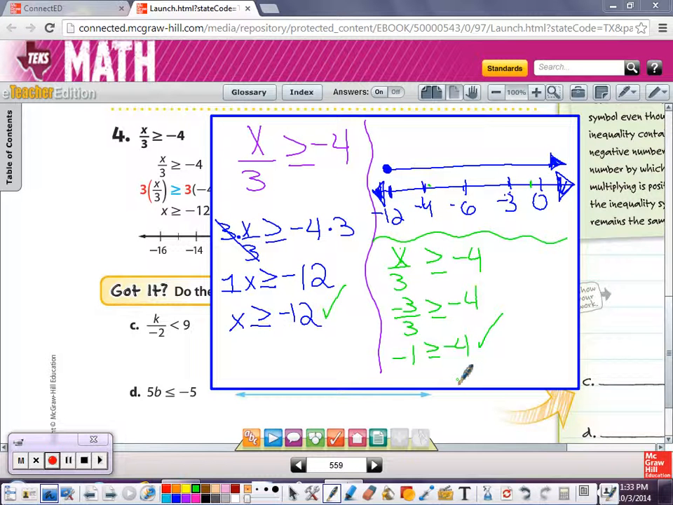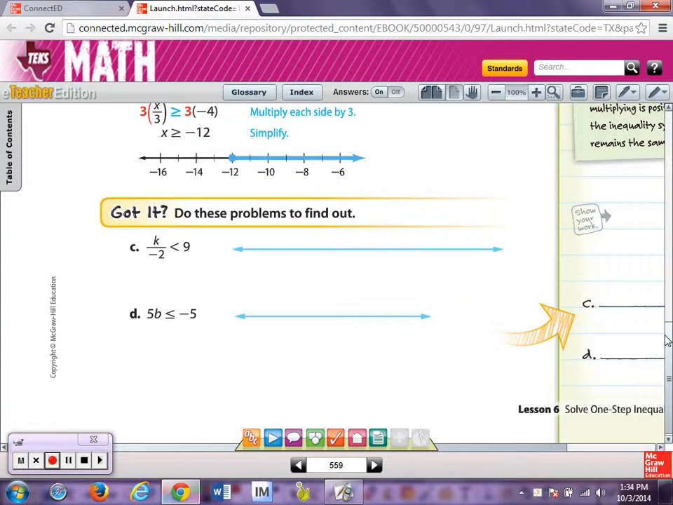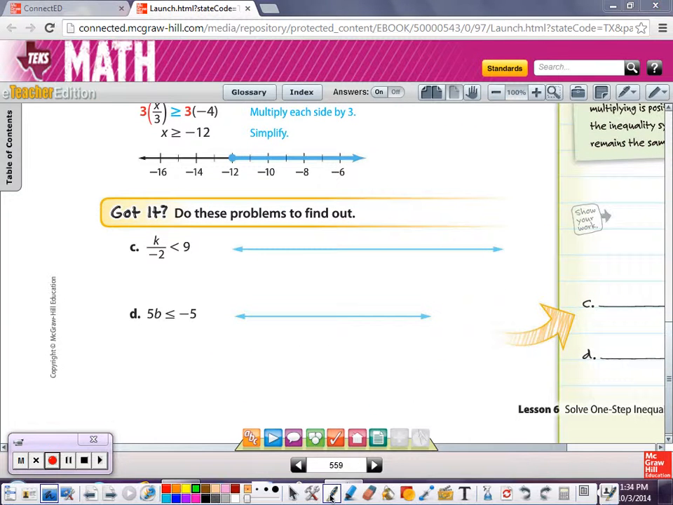Now, if you have any questions about this example, once again, write it on the side so we can address it in class before moving on. If you feel that you already understand this enough, then go ahead now and work on the got it section here and work on C and D. Make sure you create your number lines after you've solved all this, and I would suggest you do it on a separate sheet of paper.